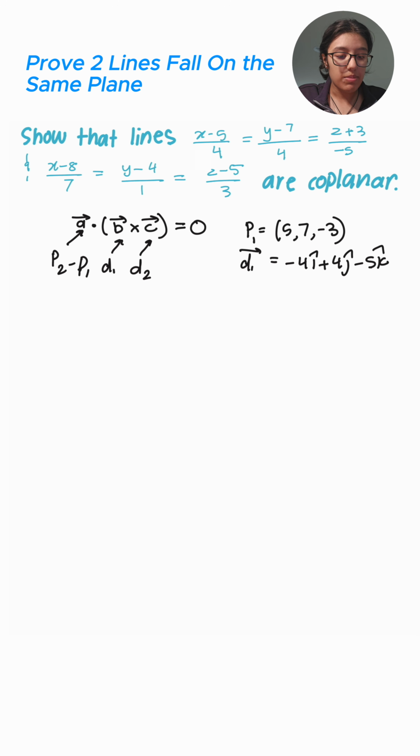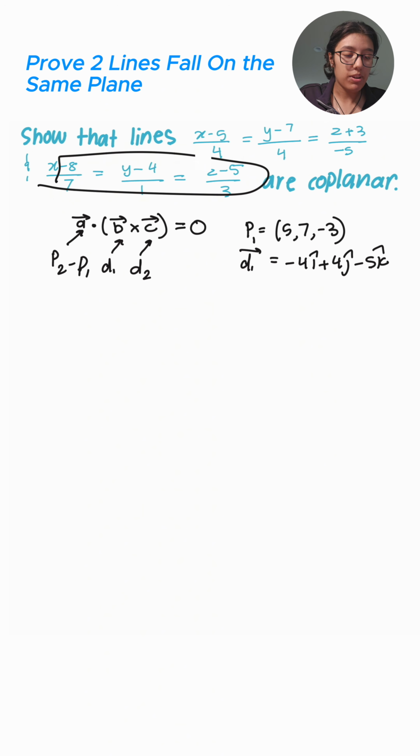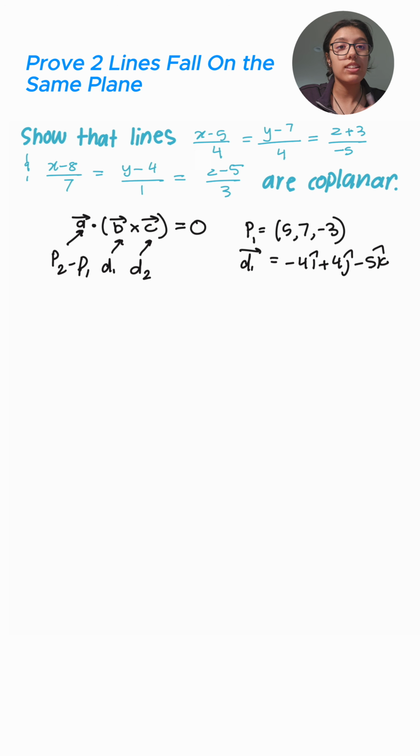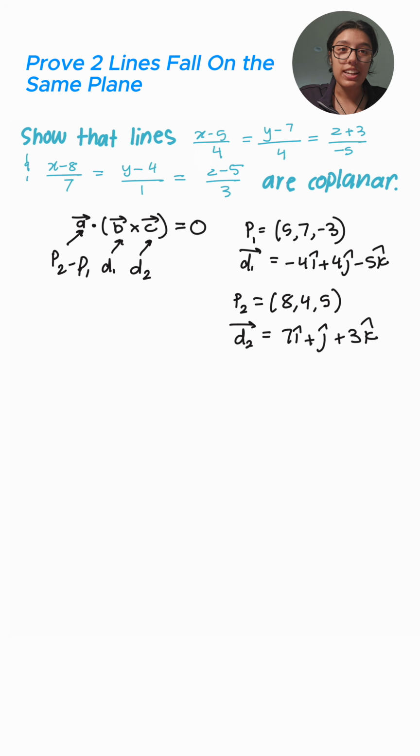Now I'm going to do the same thing for this line right over here. I'm going to find the point the line passes through and the direction vector of the line. Alright, now that we have everything that we need, we're just going to plug all of this into this formula right over here. So I'm going to do P2 minus P1.